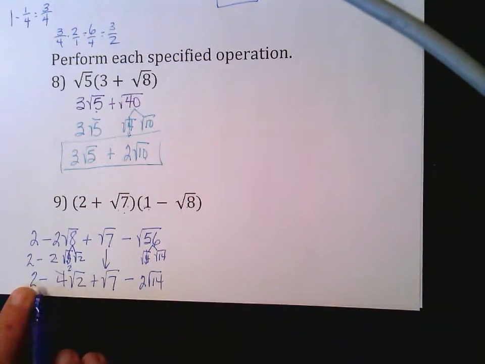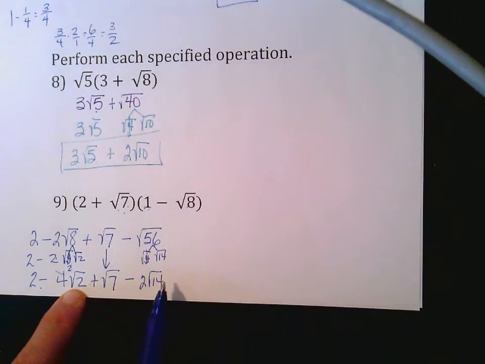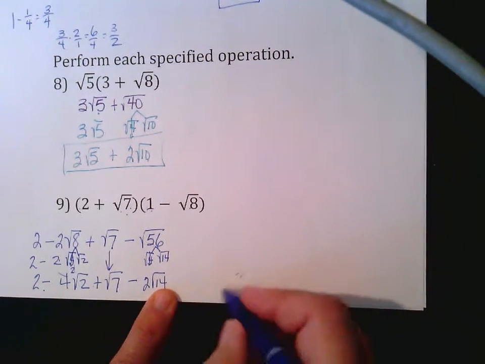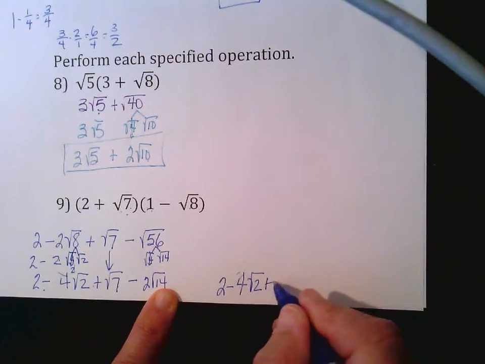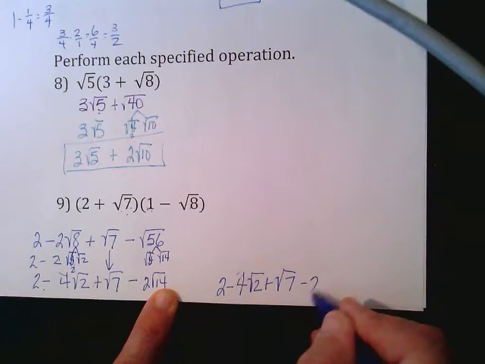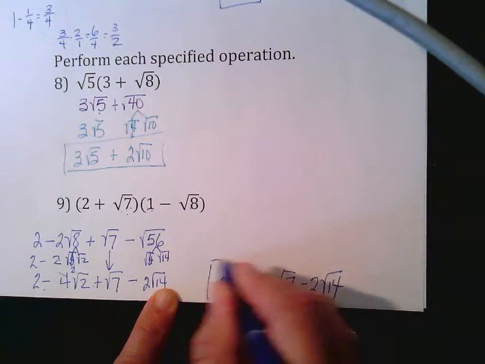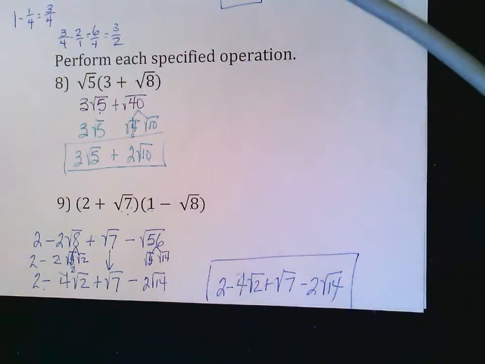And notice I've got a whole number, the square root of 2, square root of 7, square root of 14. There's nothing else I can do with this, so my final answer is 2 minus 4 square roots of 2 plus the square root of 7 minus 2 square roots of 14. And that's the simplified operation there.